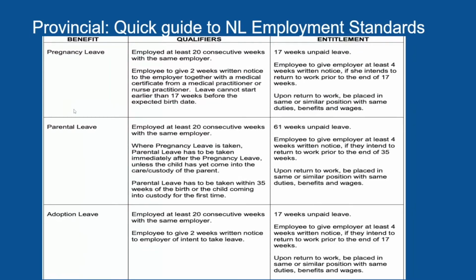Parental leave is the bit that comes after pregnancy leave. Pregnancy leave is only available to women. Parental leave is available to both men and women. And again, you have to be employed 20 weeks, and you can get up to 61 weeks of unpaid leave. I think 61 weeks plus 17 weeks will equate to the year and a half or year and a bit. Adoption leave is almost the same as pregnancy leave in terms of the lengths.